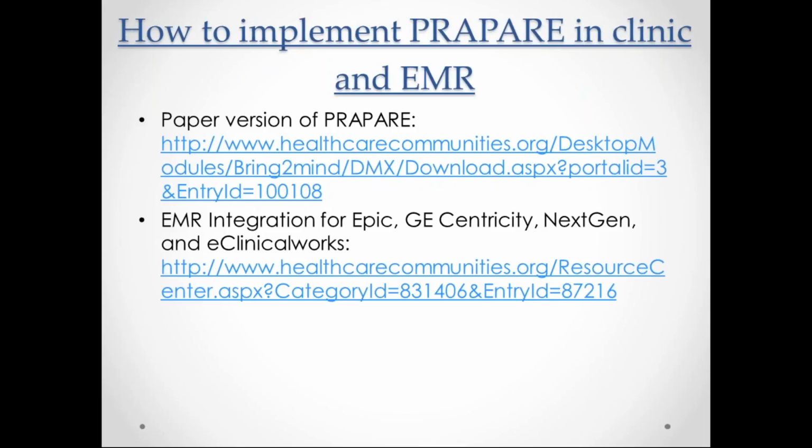So as I mentioned before, the healthcarecommunities.org site and their resource center has a slew of documents that are really helpful in getting PRAPARE into your clinic. For the 4 most popular EMR systems, Epic, eCentricity, NextGen, and eClinicalWorks, they already have templates designed for you, and at this website you can use these tools to incorporate the templates into your EMR. And that's a really quick way to just get PRAPARE on board in your system.